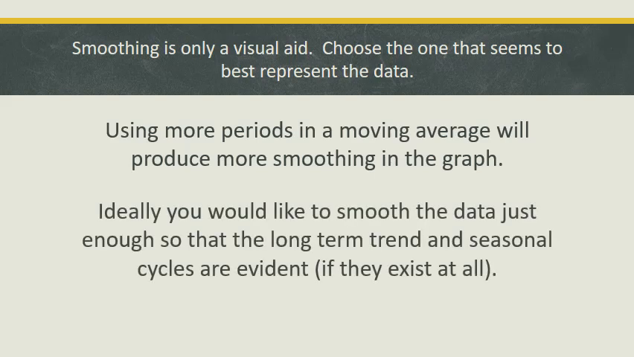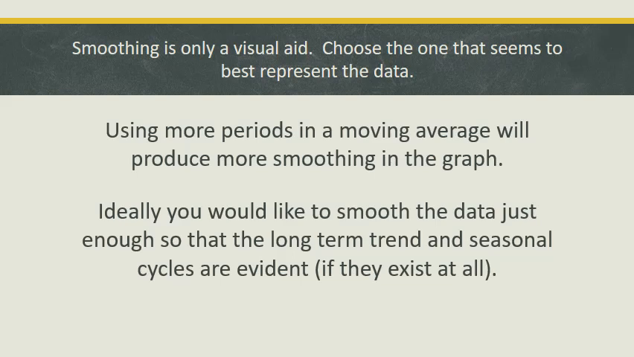If we smooth too little, then the smooth values will look chaotic, like the original data. If we smooth too much, then the seasonal cycle, if it exists, will be crushed by all the smoothing, and all that we will see is a long-term trend. But if we smooth moderately, then we'll be able to see the seasonal cycle if it exists.